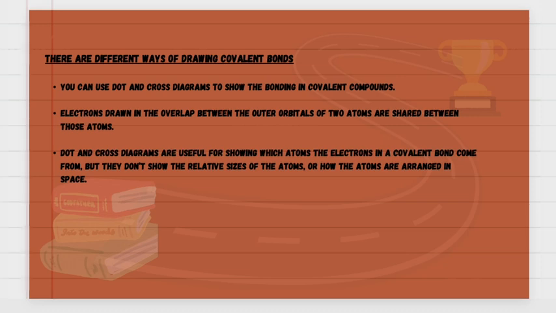There are different ways of drawing covalent bonds. You can use dot and cross diagrams to show the bonding in covalent compounds. Electrons drawn in the overlap between the outer orbitals of two atoms are shared between those atoms. Dot and cross diagrams are useful for showing which atoms the electrons in a covalent bond come from, but they don't show the relative sizes of the atoms or how the atoms are arranged in space.